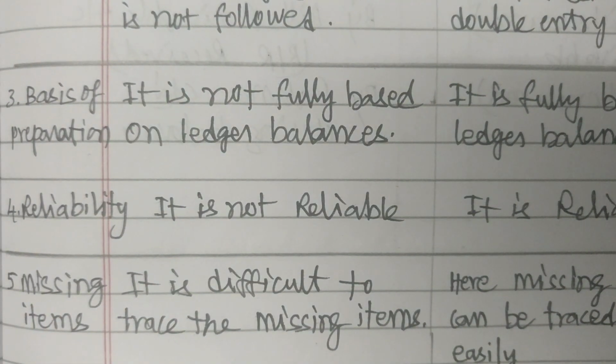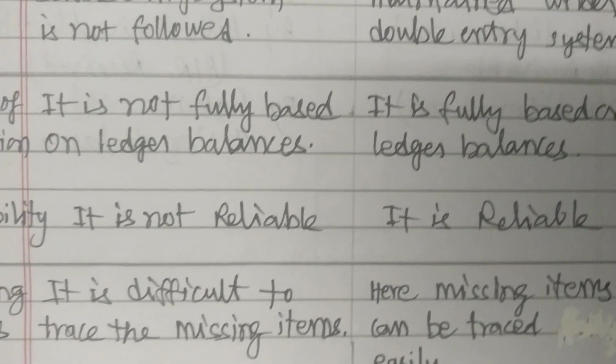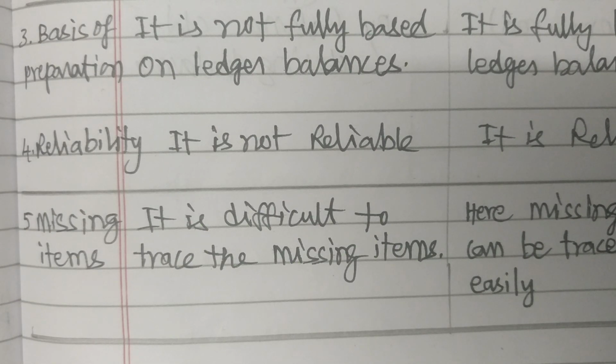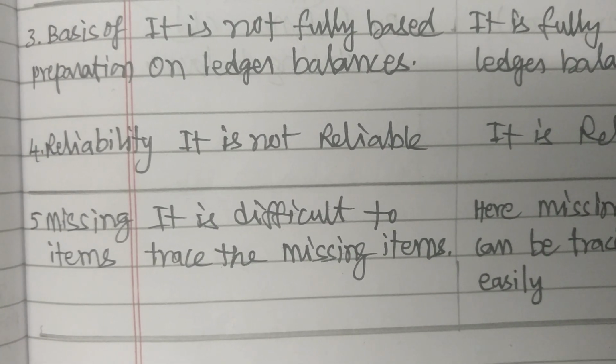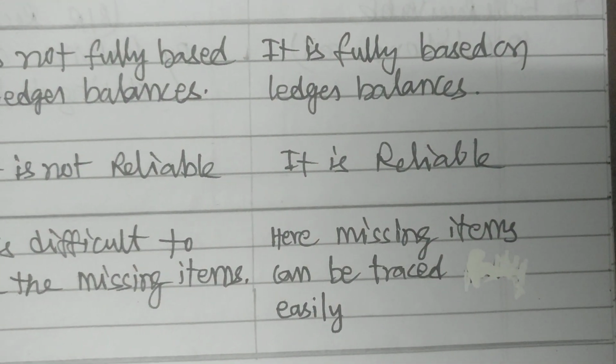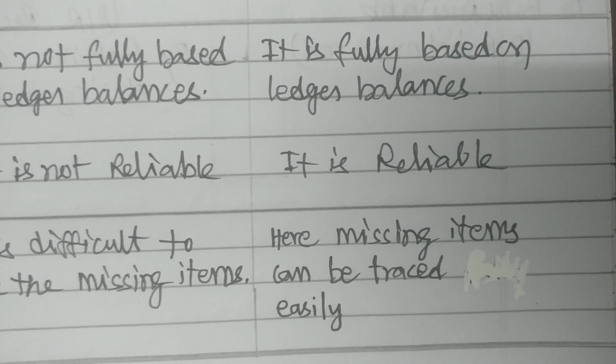Reliability: it is not reliable. It is reliable. Missing items: it is difficult to trace the missing items in the incomplete records. Here, missing items can be traced easily in double entry system.